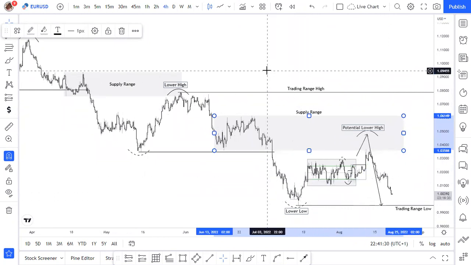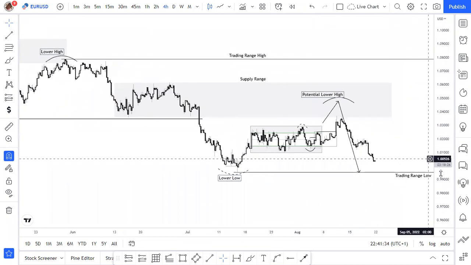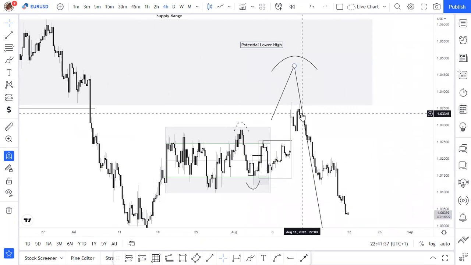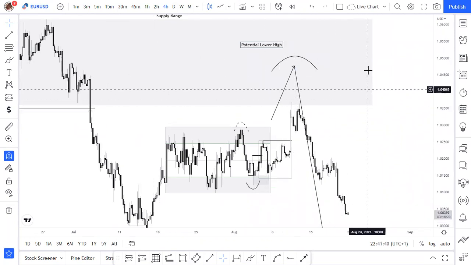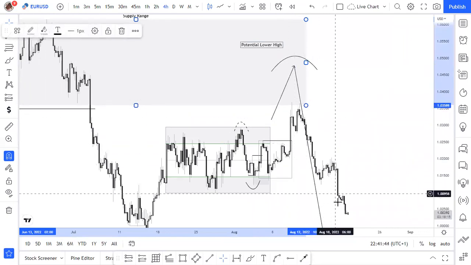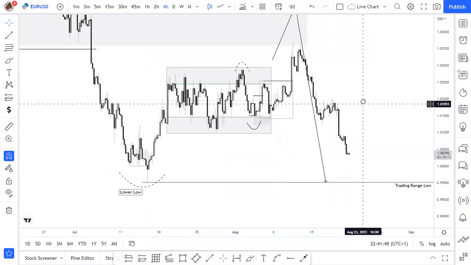And last week price did just that, and we saw price push up into the supply range. We have the supply range here, price pushed up into the range, and then we have this continuation downwards.